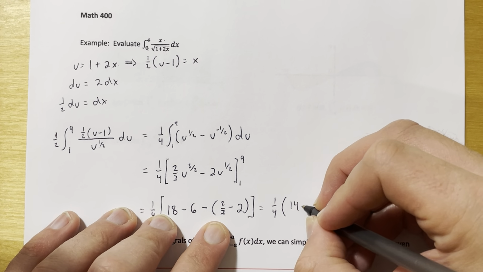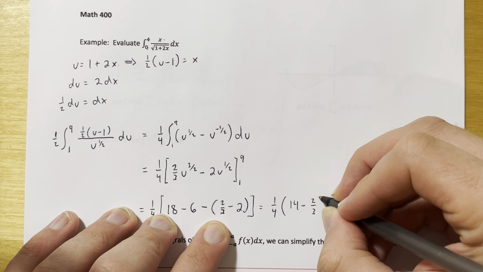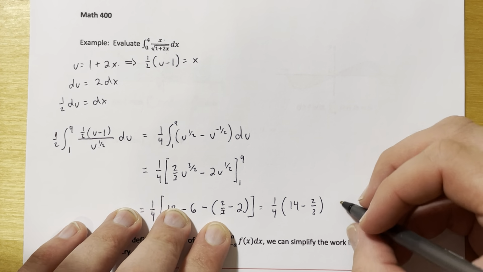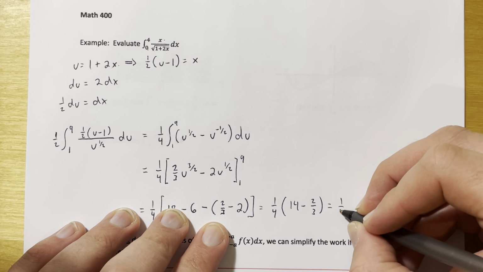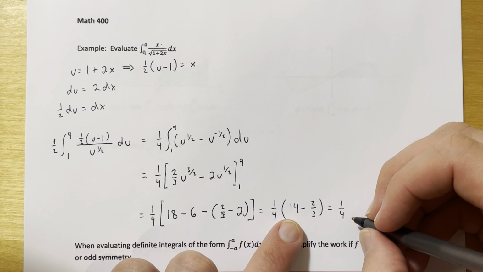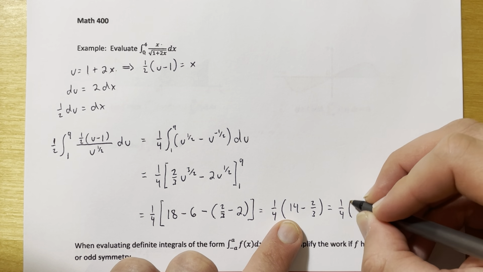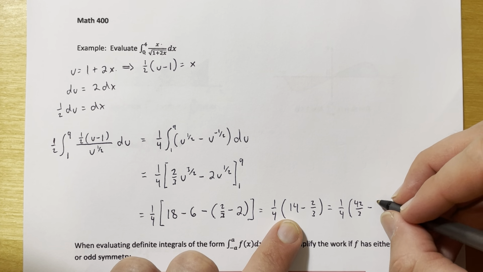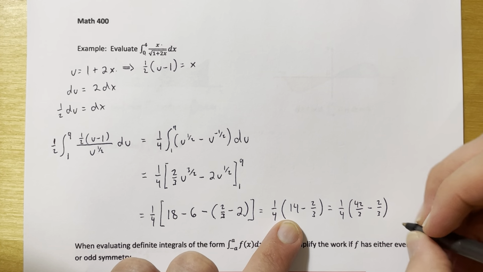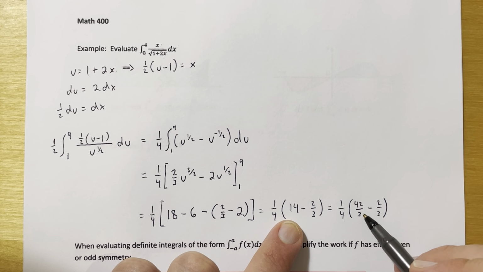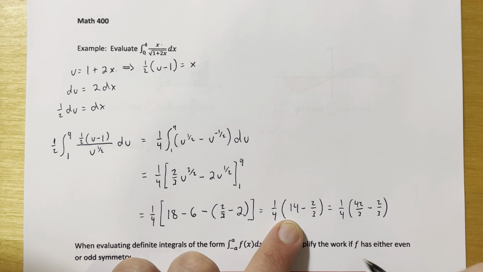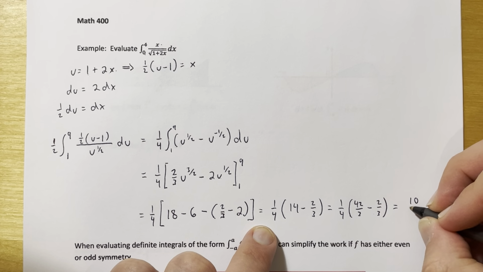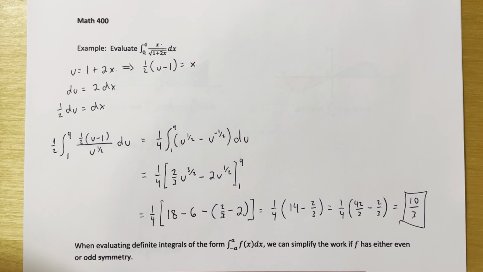So that's going to be 14 minus 2/3. Okay, 14 minus 2/3. Let's get a common denominator. What would this be? That would be 42/3. 42/3 minus 2/3. Okay? 42/3 minus 2/3 would be 40/3, times 1/4 would be 10/3. That's my final answer there. Okay? So that's the idea.